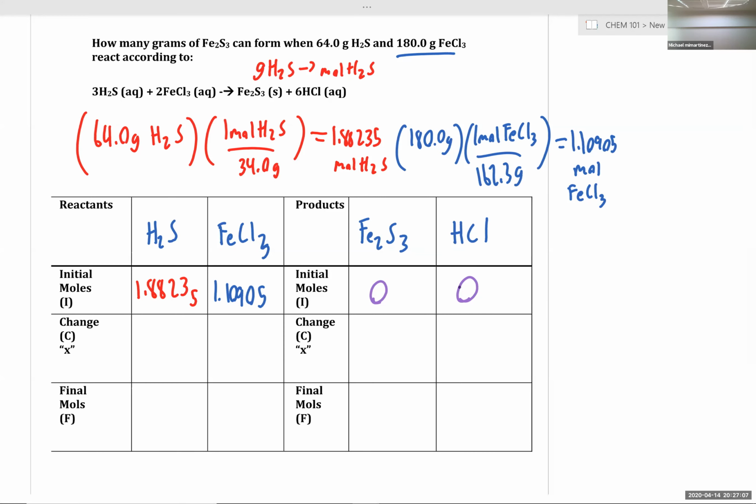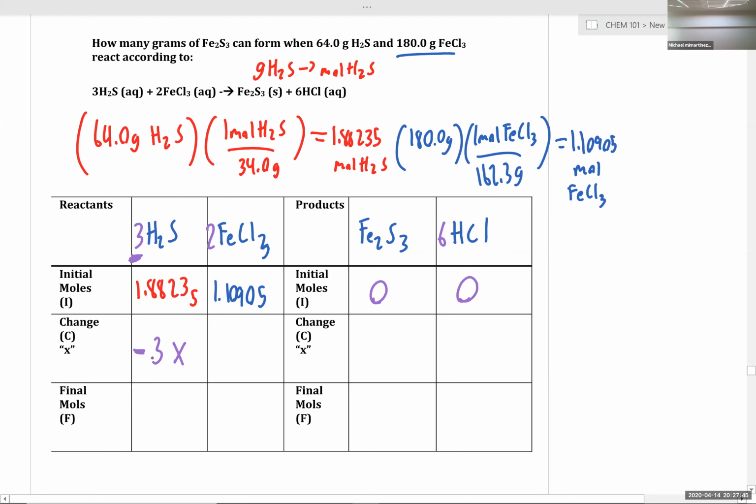Okay, now we're going to write the change coefficients. And so I'm going to write my coefficients just so that it's easy for us to see what's going on here. So what would the change coefficient be for H2S? So we have some number x times our reaction coefficient. So instead of minus x, what's our reaction coefficient for H2S? What is the number in front of H2S? 3. So it would be minus 3x.